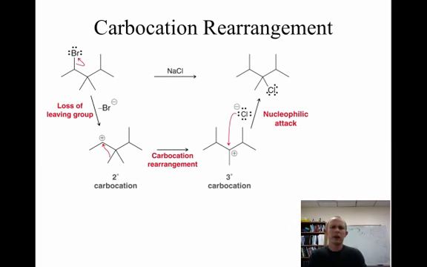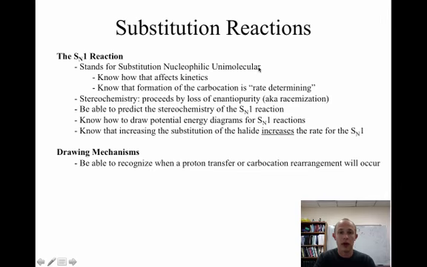What about carbocation rearrangement steps? If we take this substrate and treat it with sodium chloride, we observe this particular product resulting from a carbocation rearrangement. If our bromide leaves, we generate a secondary carbocation, right, which is less stable than a tertiary one. So an alkyl group can migrate to give the more stable tertiary carbocation, which is then intercepted by a halide to give our final product.